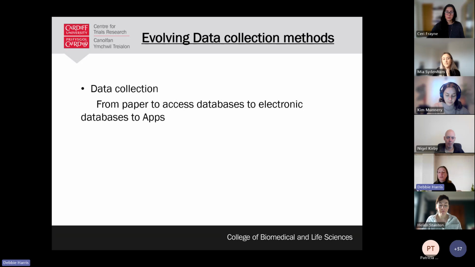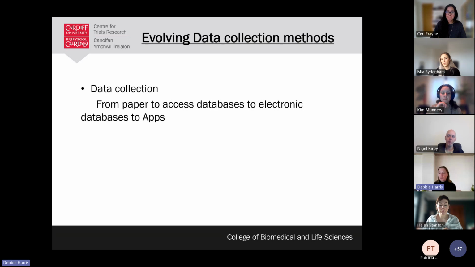So when I first started my role as a data manager in the CTR 11 years ago, electronic data collection was in its infancy. Trial data was collected on paper forms, which were then sent to the CTR for entry onto Access databases or Excel spreadsheets. However, now data for all trials is entered onto study-specific electronic databases, and as we have heard, we use a variety of these within the centre.